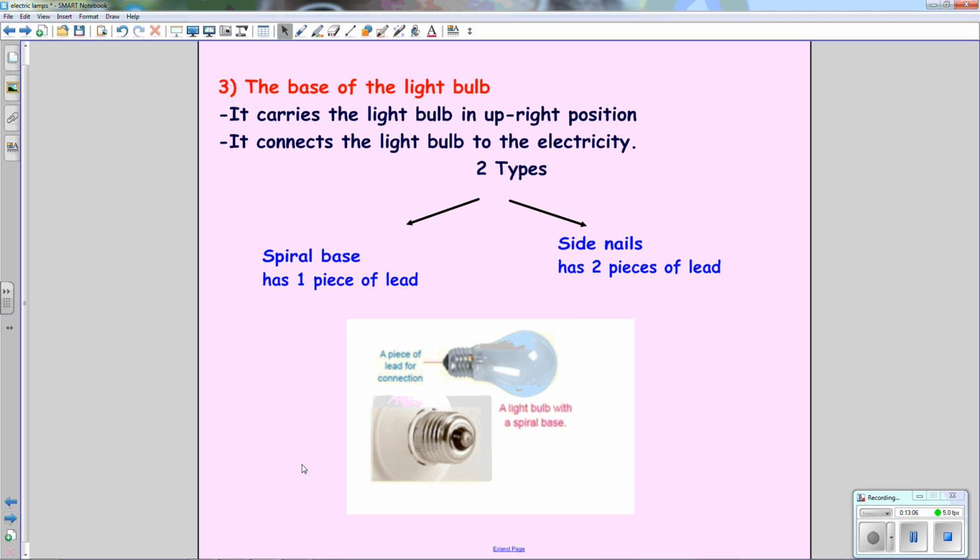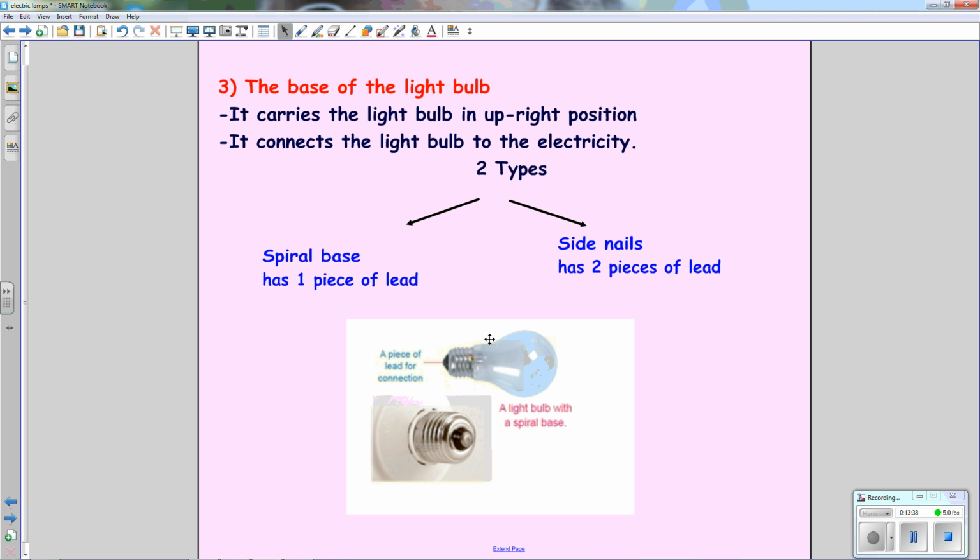The base of the light bulb. What is the function of the base of the light bulb? It has two functions. First, it carries the light bulb in an upright position. Function number two, it connects the light bulb to electricity.